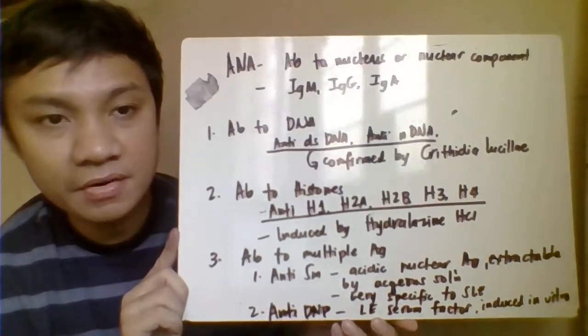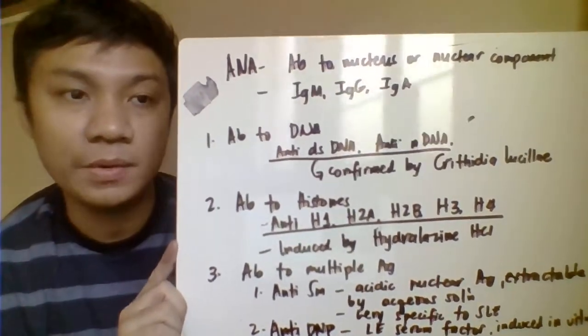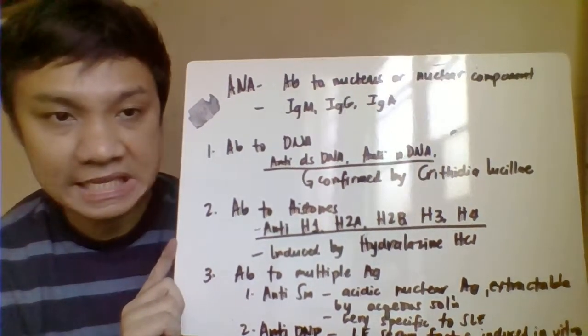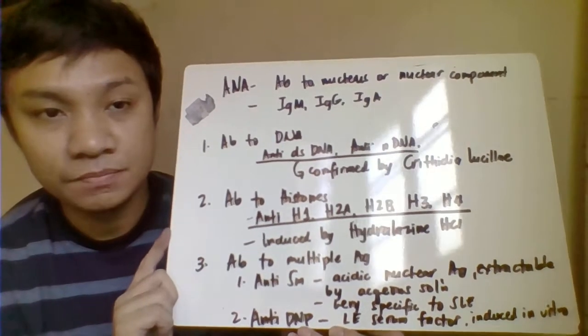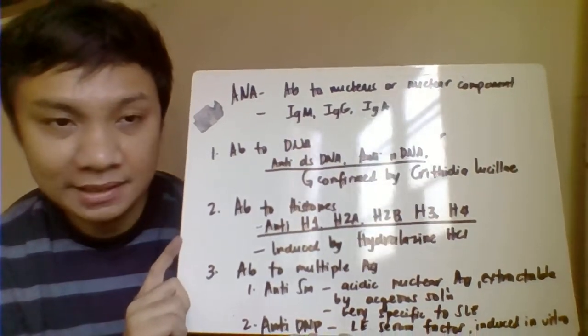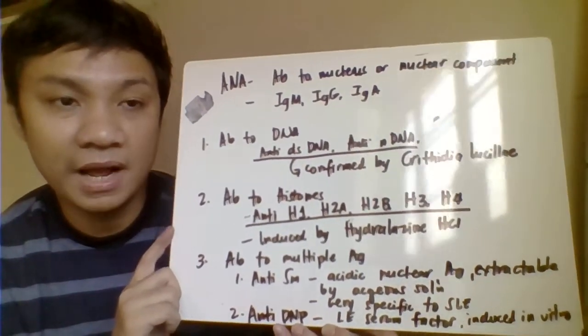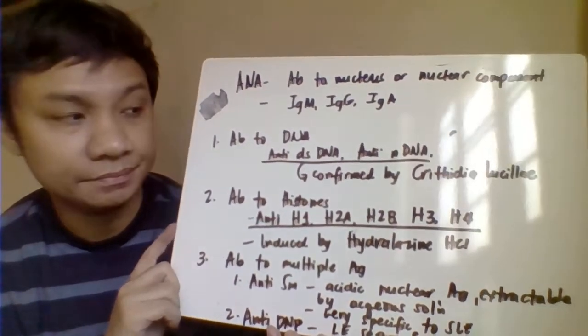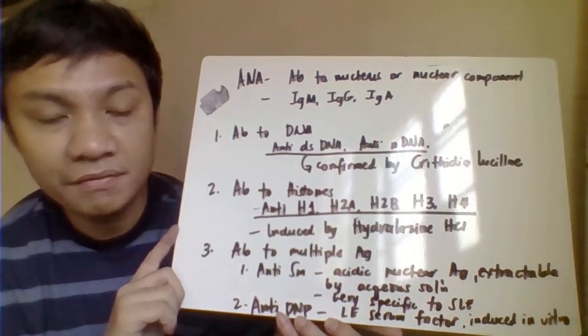Okay, so we have here your anti-nuclear antibody. When we speak about the anti-nuclear antibody, it is the antibody directed towards the whole nucleus or the nuclear components. And this anti-nuclear antibody could be in the form of IgM, IgG, or IgA antibody. The following here are examples of anti-nuclear antibodies.